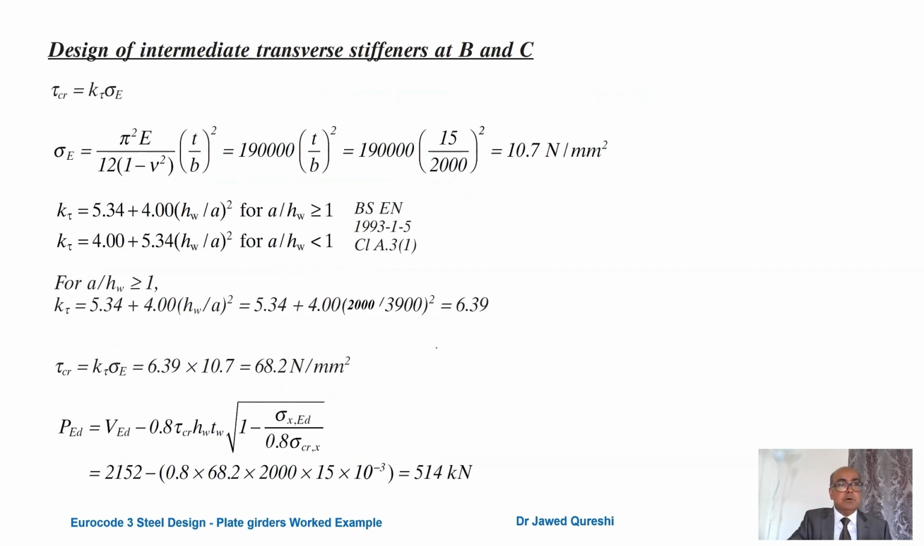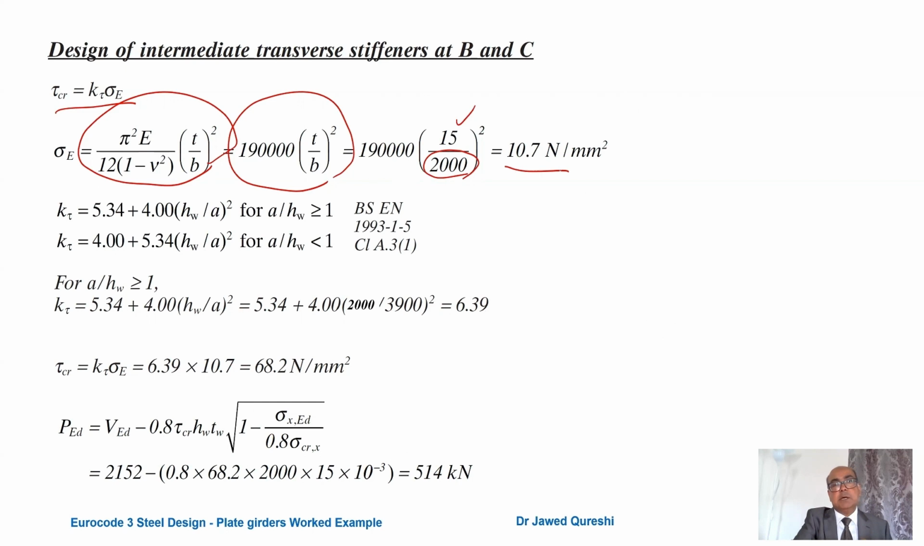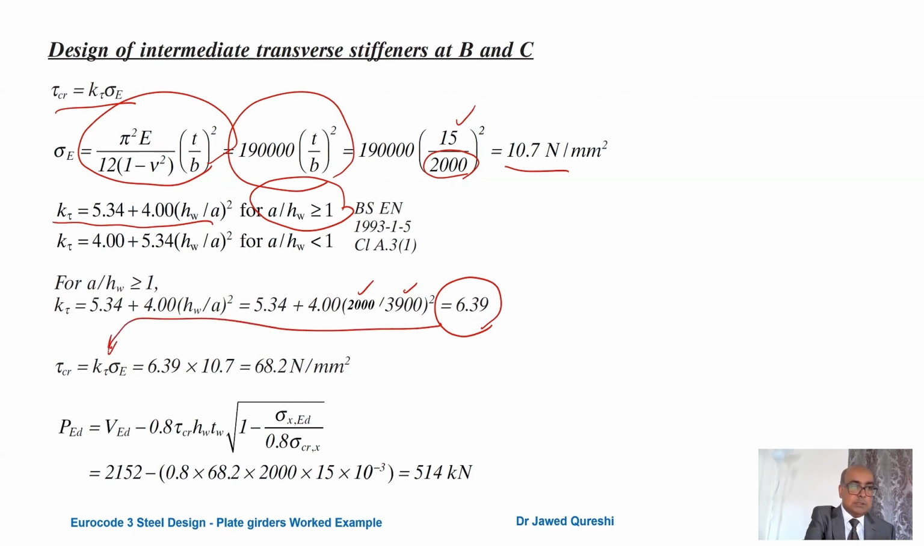Now, first we have to find out tau CR. For tau CR, we have K tau into sigma E. For sigma E, we use this formula, and there is a direct formula over here. We simply add thickness, and B is actually the height of the web. When we add this value, we get sigma E as 10.7 Newton per millimeter square. As A over HW is greater than 1, we'll use this first formula for shear buckling factor. Here HW is 2000, A is 3900. From here, K tau is 6.39. When we have this K tau, we put it back into this equation. Tau CR is equal to K tau into sigma E. K tau is 6.39, sigma E we just found out from here, and this gives us tau CR 68.2.